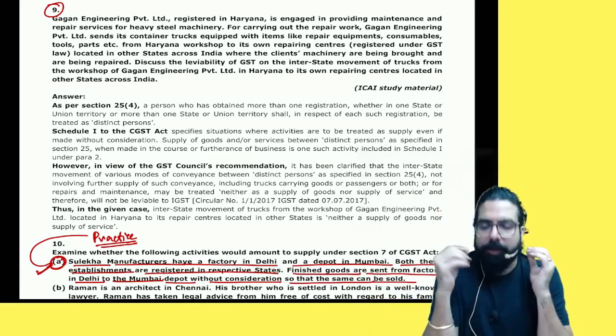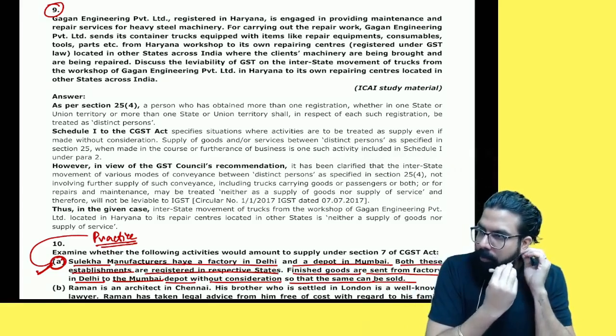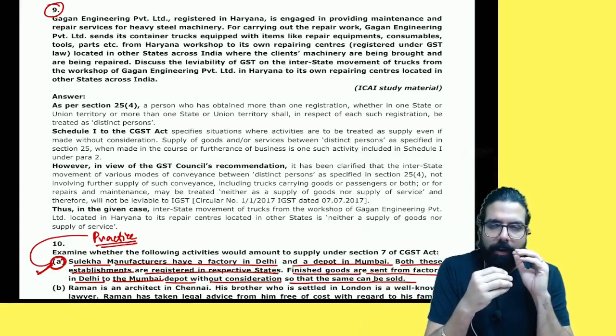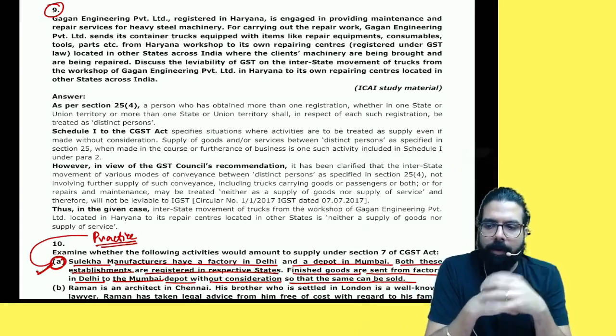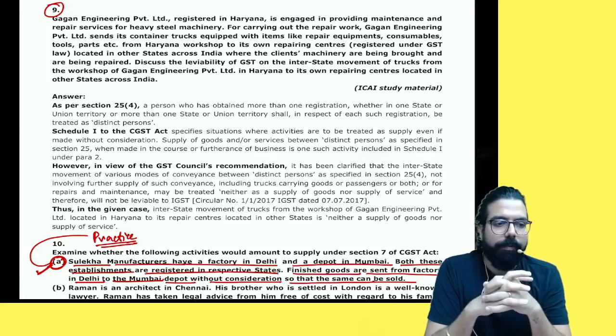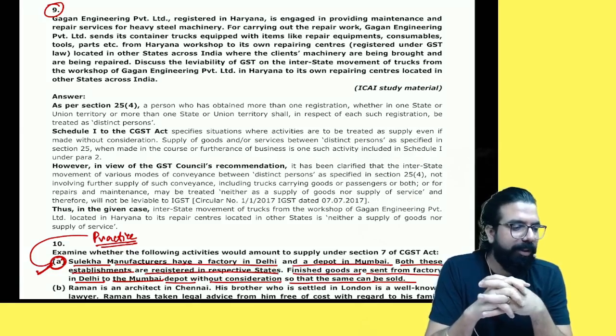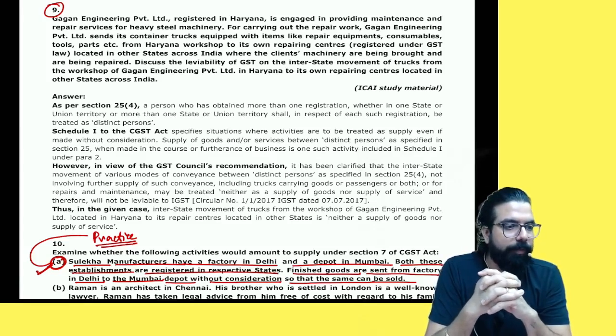Read. Read. People watching at home, are we all clear?